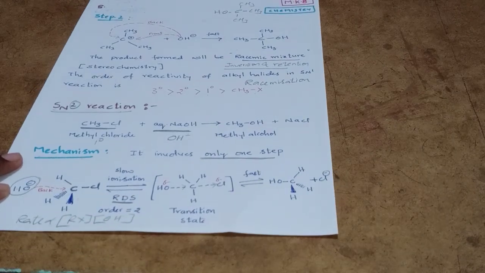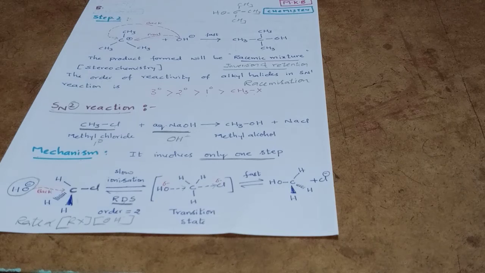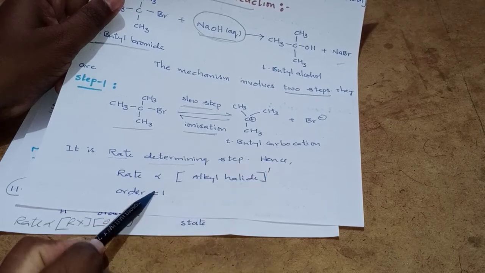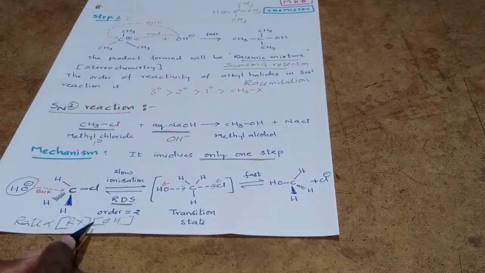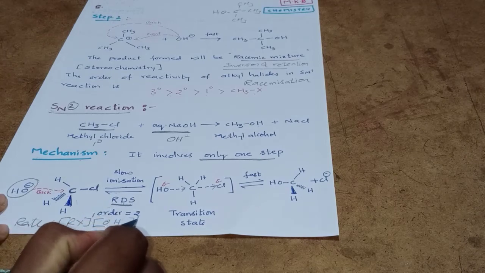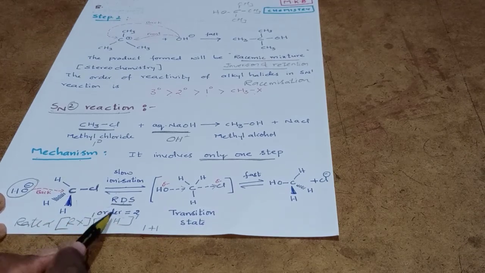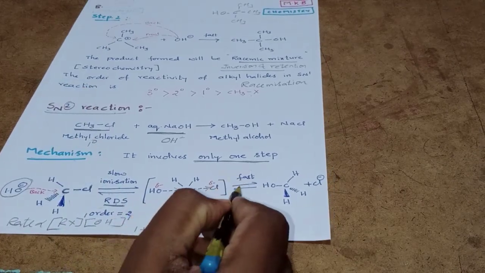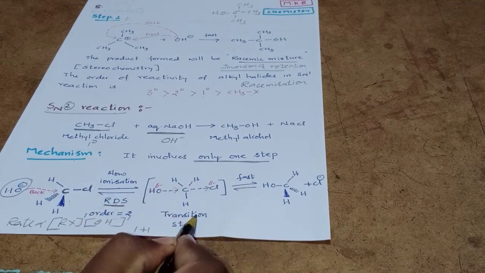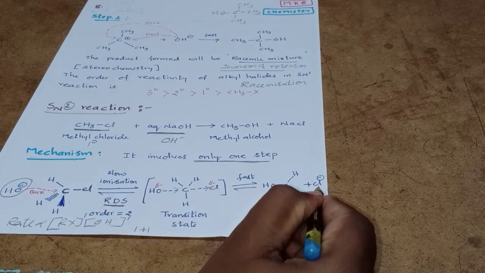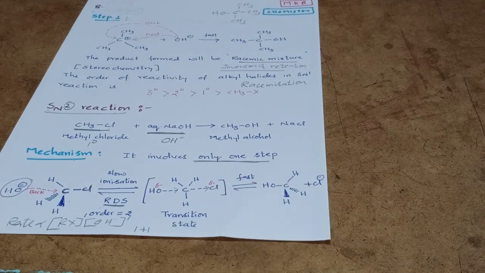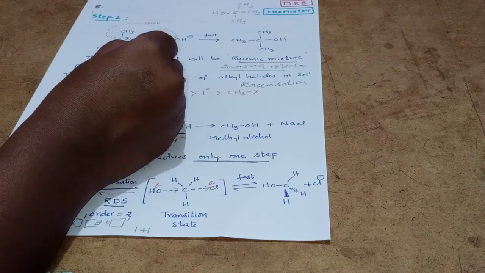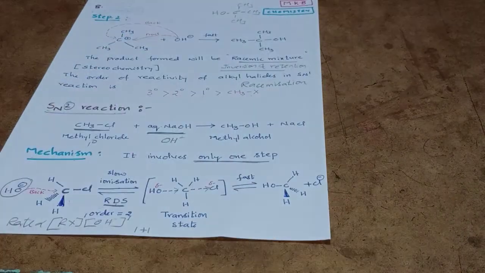Both are present here in the slow step, whereas in the SN1 reaction only alkyl halide, so that the order is 1, it is unimolecular. Whereas here the power of the concentration terms 1 and 1, 1 plus 1, it is 2. The order is 2, hence it is bimolecular. And the next step is very fast. As soon as the transition state is formed, the chloride immediately eliminates from the molecule and the product formation takes place. So in case of SN1 reaction, this is the first step. Immediately it attacks the carbocation, forms a racemic mixture.